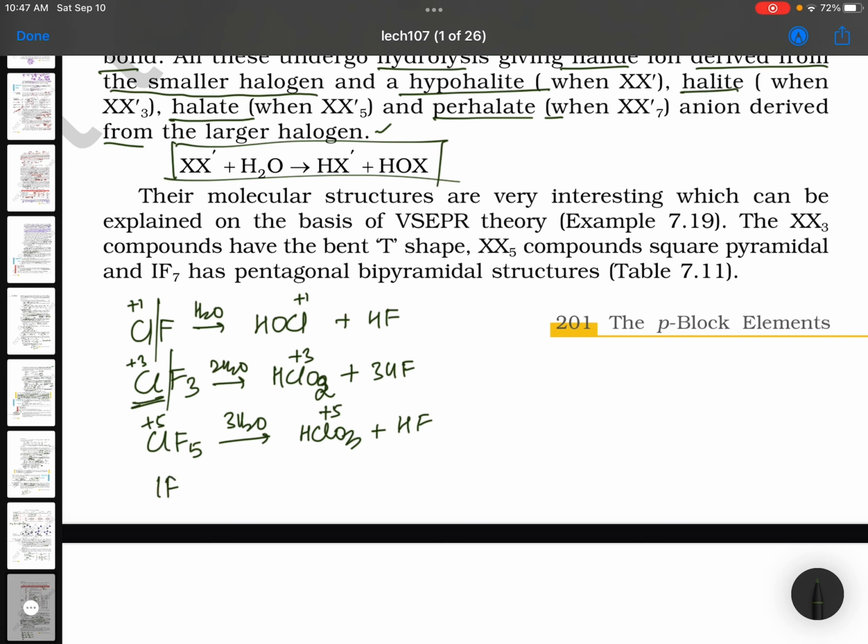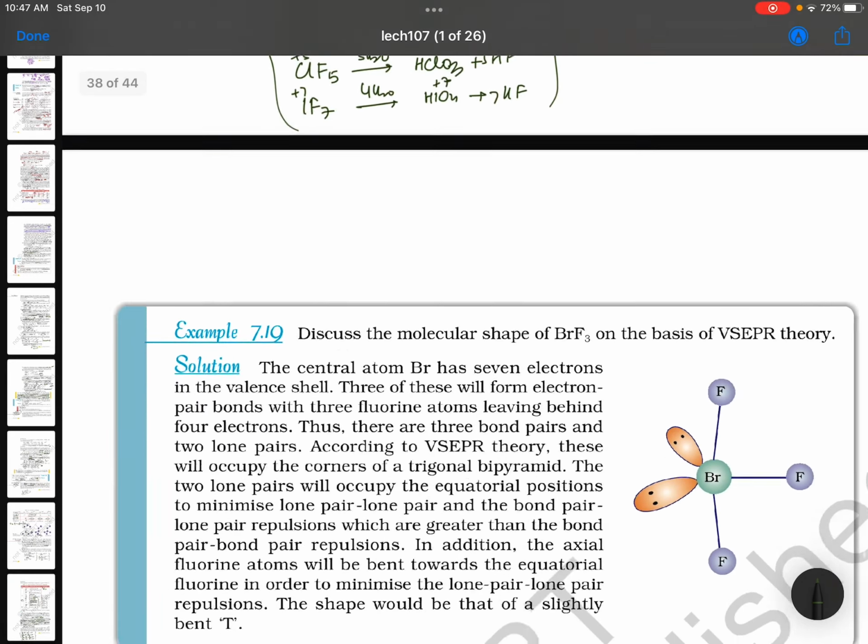And IF7, very simple, 4 water molecules, HIO4 plus 7HF. Here plus 7, here also plus 7, like this. Structures we have already discussed just now, so that is important.